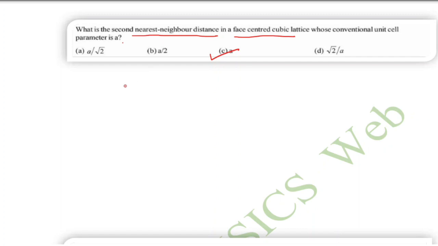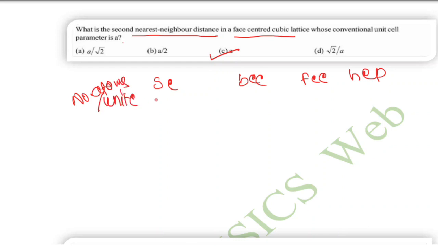Similarly, you should remember for all, like for simple cubic, BCC, FCC, HCP, the number of atoms per unit cell. First, you should remember the number of atoms per unit cell. Okay, for simple cubic it is 1, for BCC it is 2, for FCC it is 4, and for HCP it is 6. Similarly, you should remember for diamond cubic, that is 8.